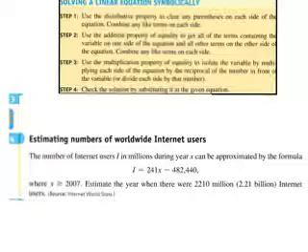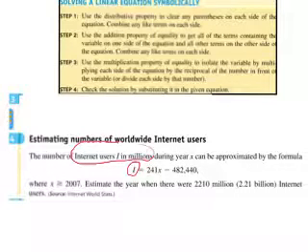Alright, so here we have a formula. The number of internet users I in millions during year X can be approximated by the formula I, that would be the number of internet users in the millions, during the year X. So X is the year. That's the internet users in millions. It's approximated by this formula.